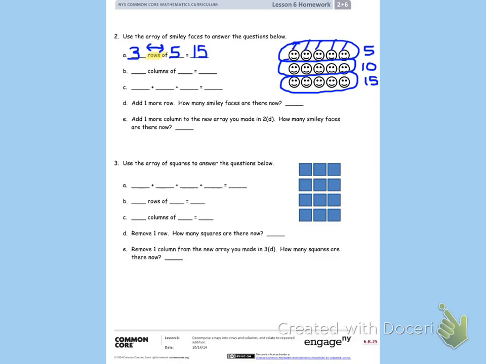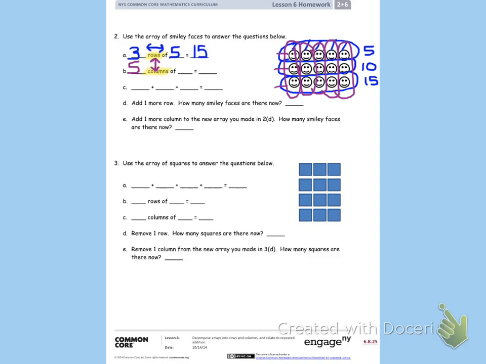Now on item 2B, it says blank columns of blank equals blank. This time it's asking me for columns. I already know that columns go up and down, but I'm going to draw myself a reminder right here. Now I will circle the columns. 1 column, 2 columns, 3 columns, 4 columns, 5 columns. There are 5 columns of how many smiley faces?